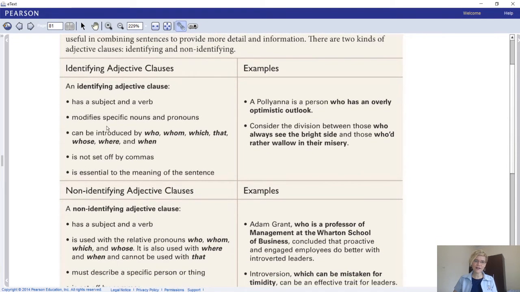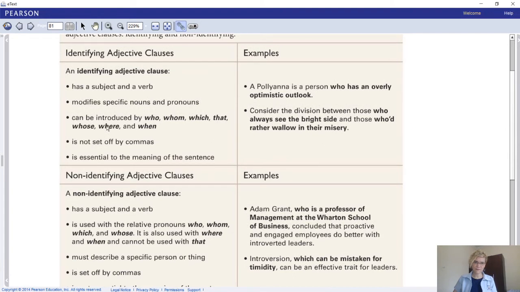Now, the identifying adjective clauses are necessary to be used in a sentence because without them, the sentence will become unclear. Yeah, so that is a dependent clause that has to be added for the sentence to make sense. And because it is necessary, you cannot use a comma. If it is a non-identifying adjective clause, non-restrictive, it means that the information that is added, which is the dependent clause, is not necessary. It can be added, but without it, the sentence still makes sense. So in that case, we do use commas.